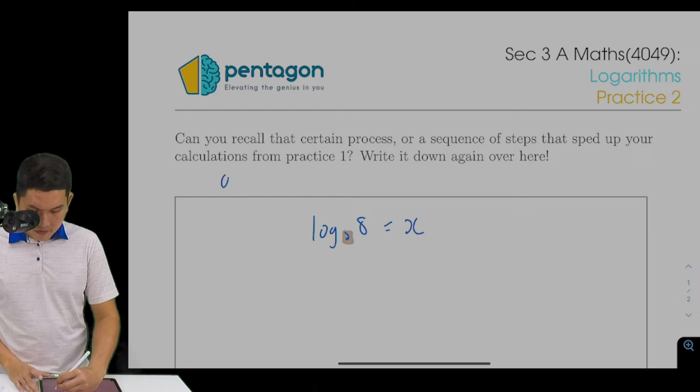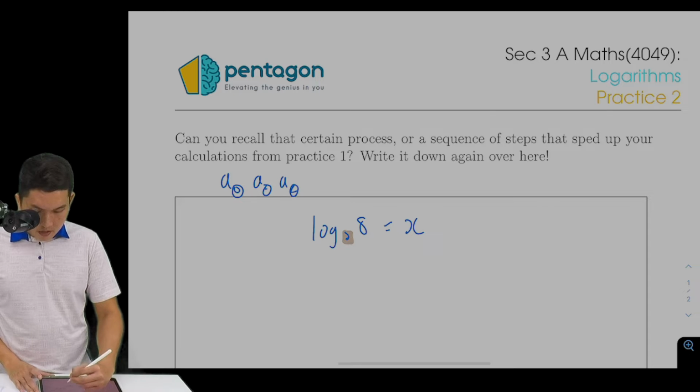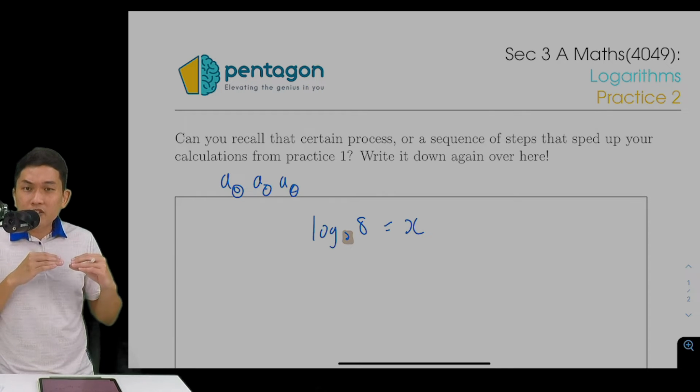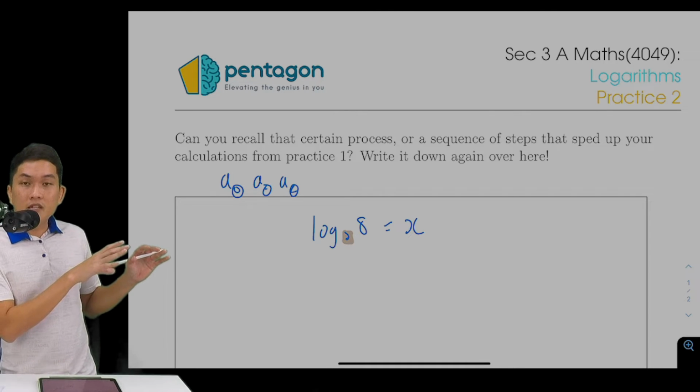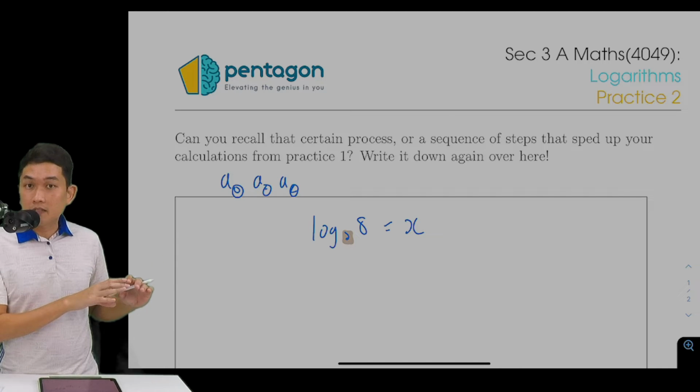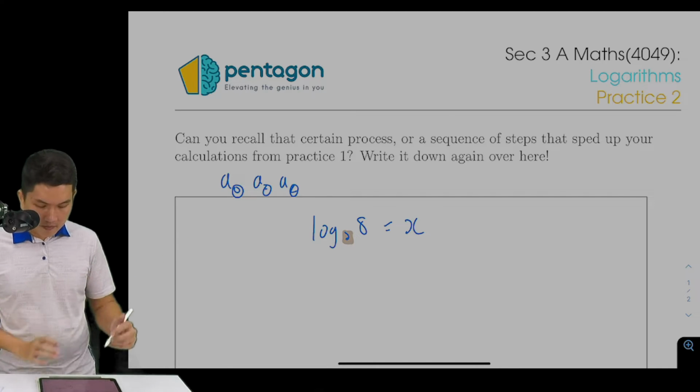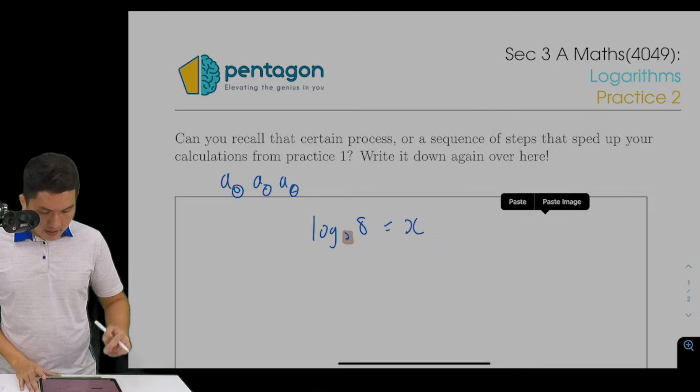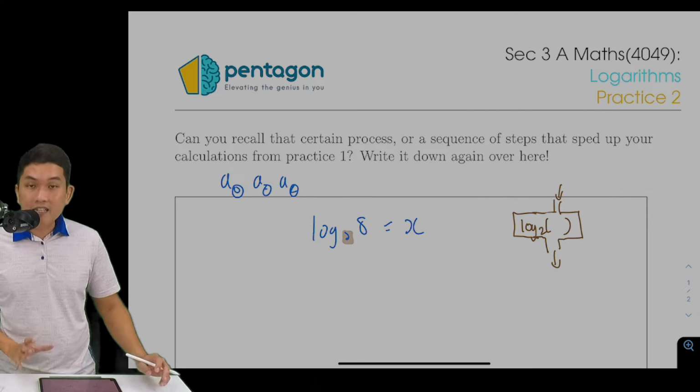Sometimes in science, you might have things like A0, A1, A2. These numbers are written at the bottom, in a low position. Likewise, in the log function, we write the base at the bottom. So that's the base. Next, you also need to realize that for logarithms, it's like a machine.